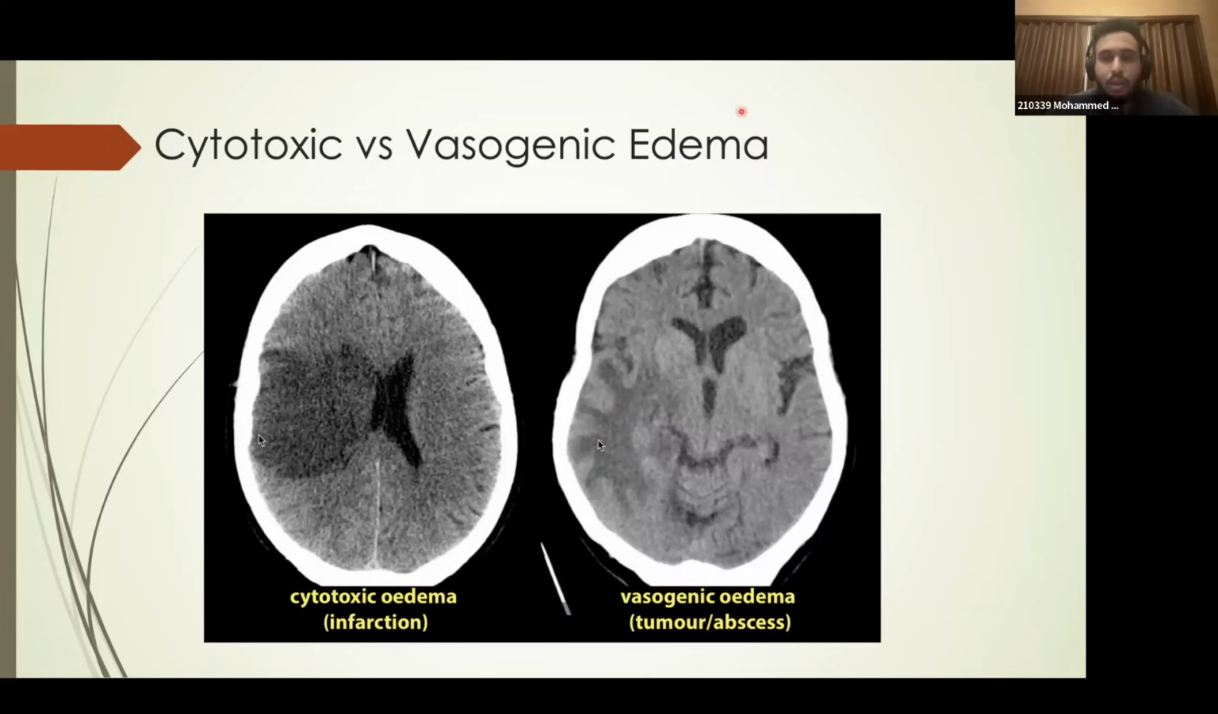Okay. Now, this is important. Why? Because in vasogenic edema, you have other causes. You have, for example, a cancer, a tumor. A tumor might cause vasogenic edema surrounding the tumor. So you have to tell the difference between cytotoxic and vasogenic. Vasogenic has other causes, such as tumors or abscesses. Okay, so that's that.